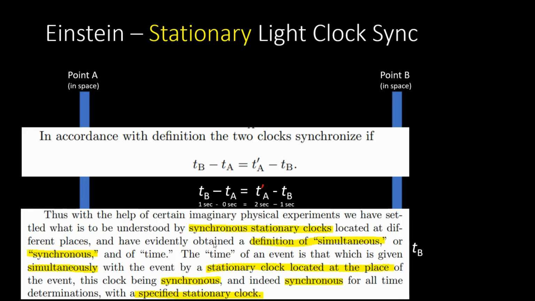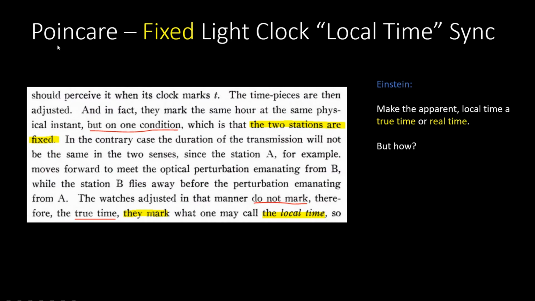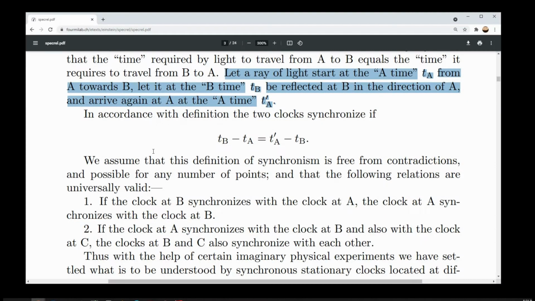But remember, this whole procedure of synchronizing the clocks and defining simultaneousness requires stationary clocks for the light pulse to bounce between. And again, with Poincare, the timepieces are then adjusted. They mark the same hour at the same physical instant, but on one condition, which is that the two stations are fixed. Okay, I think I've made my point.